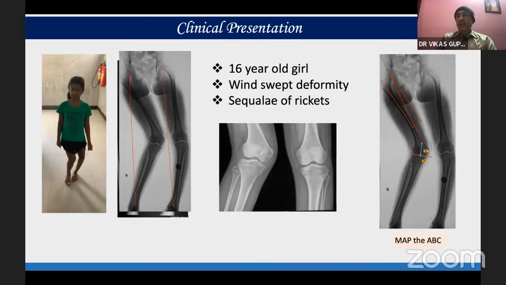And I did this map, the ABC, and I could see the CORA point, which is just at the metaphyseal junction. Okay. And this was shown by Dr. Manish, how you calculate this. So this is the parallel line, and another line at 7 degrees, which makes the proximal mechanical axis, and this is the distal mechanical axis, and they intersect at the CORA.